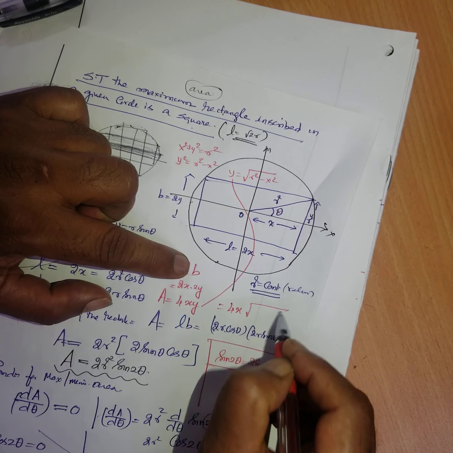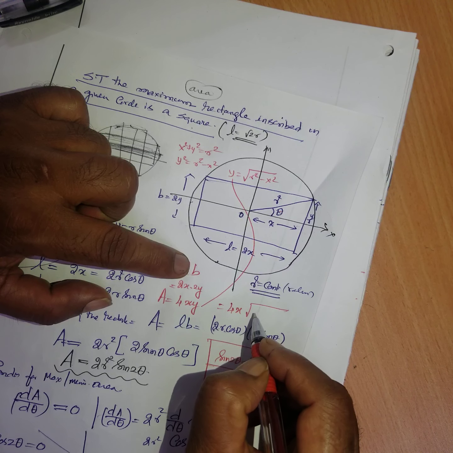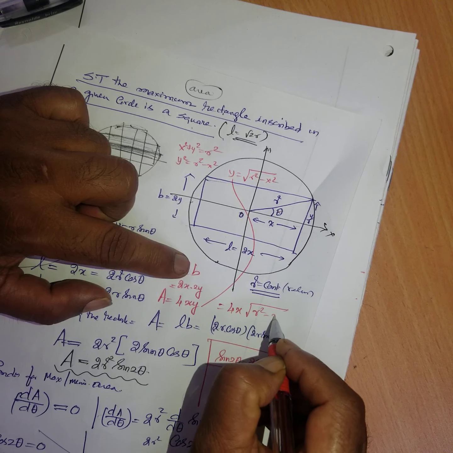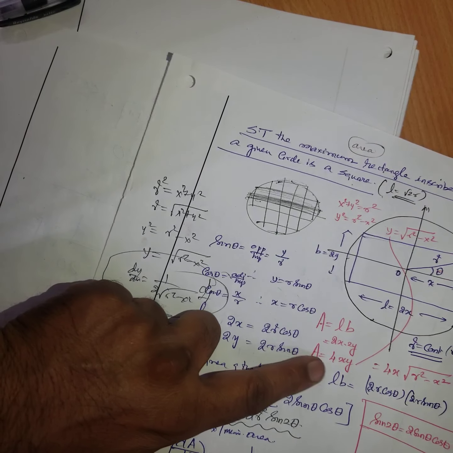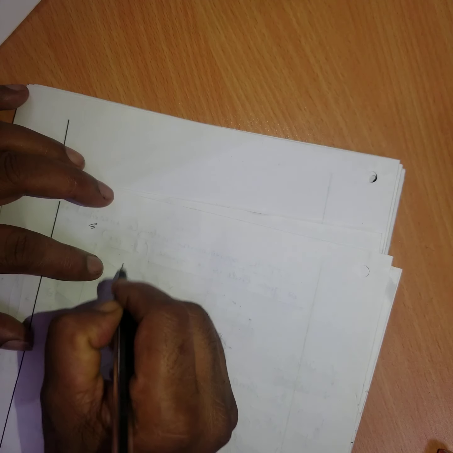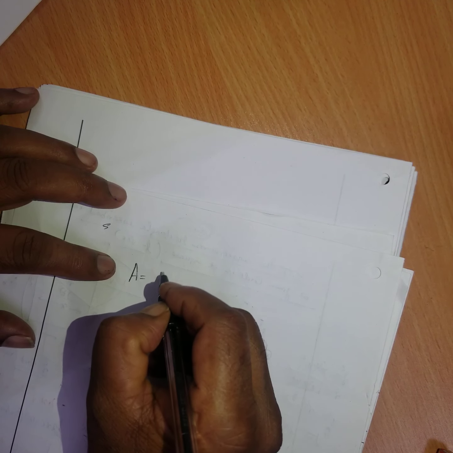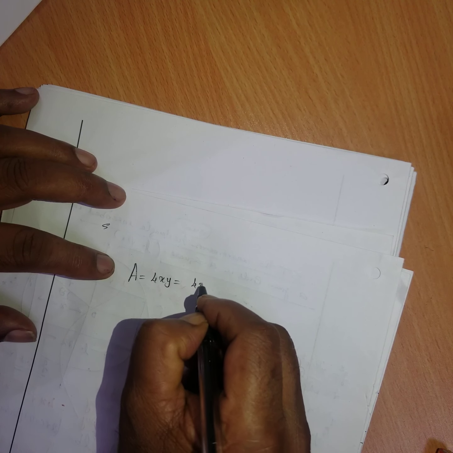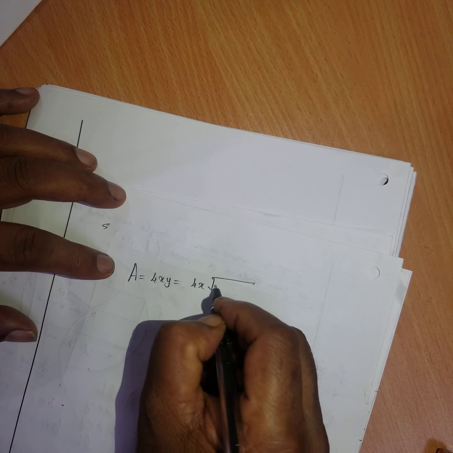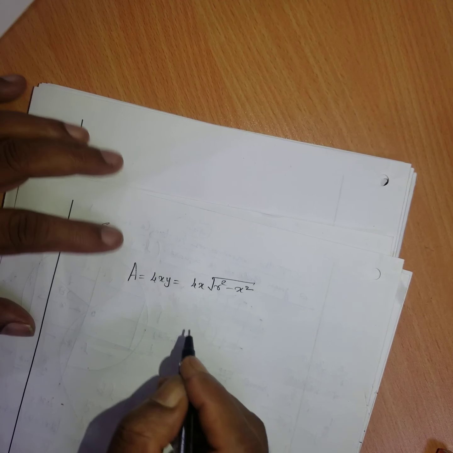4x, y is square root of r square minus x square. This is the area. I will work it out on the next page. Right? What is the area here? Now, area is equal to 4xy, and 4xy is what? 4x into square root of r square minus x square.